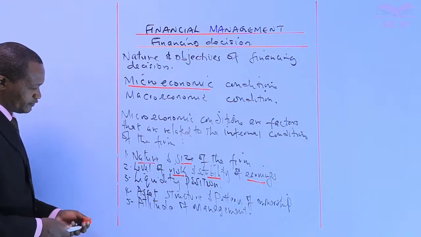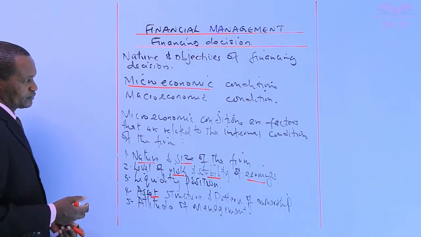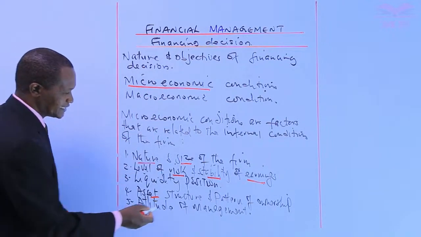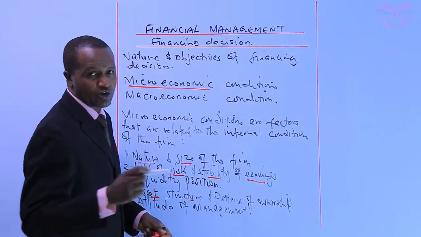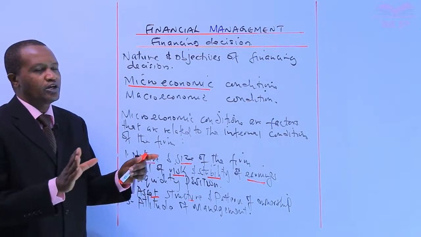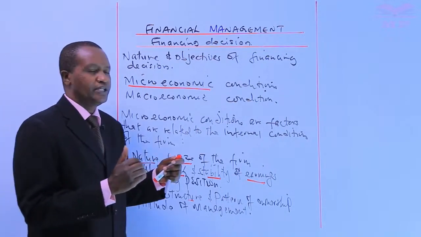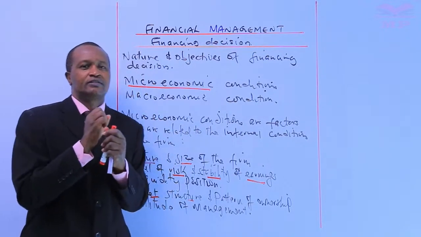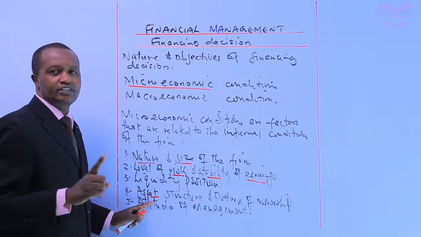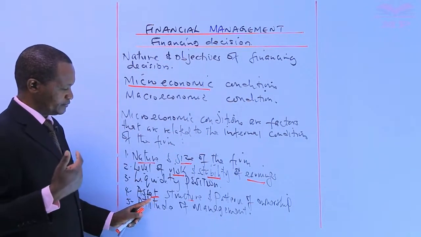Then moving on to the fourth internal condition, or what we are calling the microeconomic condition, is the asset structure and pattern of ownership. Again, candidates, in a closely held company where the ownership is in few hands, the management does not find it difficult to persuade the owners to accept a conservative dividend policy.